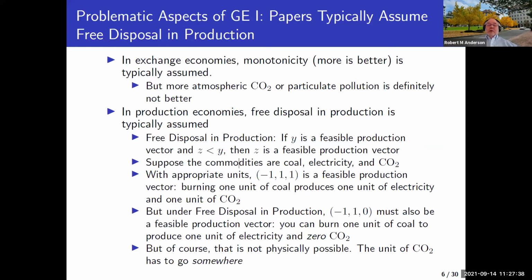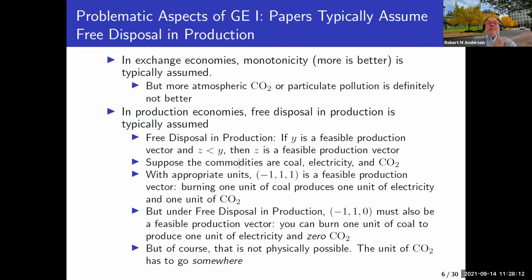Okay, so let me talk about the problematic aspects. First thing is that it is typically assumed, in order to show existence of equilibrium in production models, that firms have free disposal in production. This is a huge problem, and we'll see why in this slide, and I'll have a theorem that shows how serious it is in a little while.